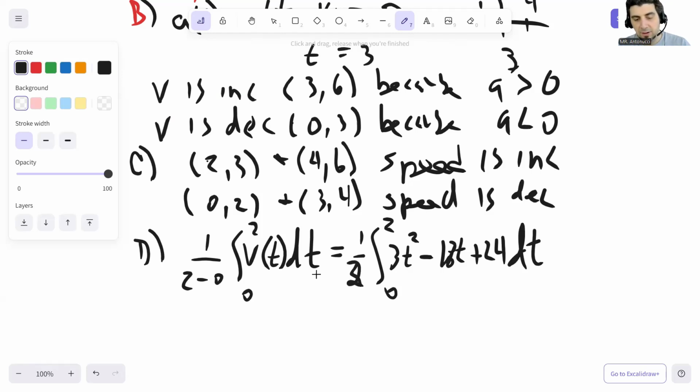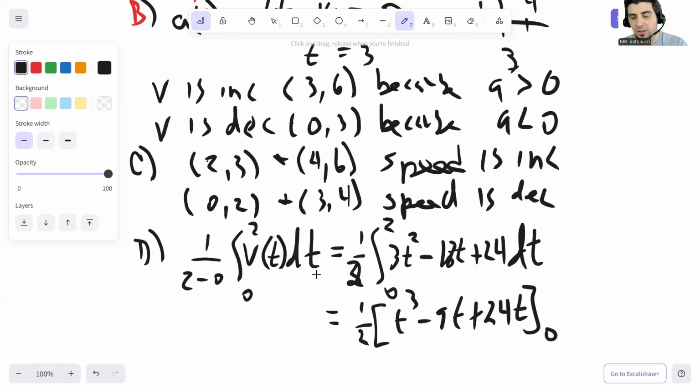That's a half here. And then you'd have 1/2 times t cubed minus 9t plus 24t, evaluated at 0 and 2. And then that's going to be 1/2 times 20, which is equal to 10 units, would be feet per second.